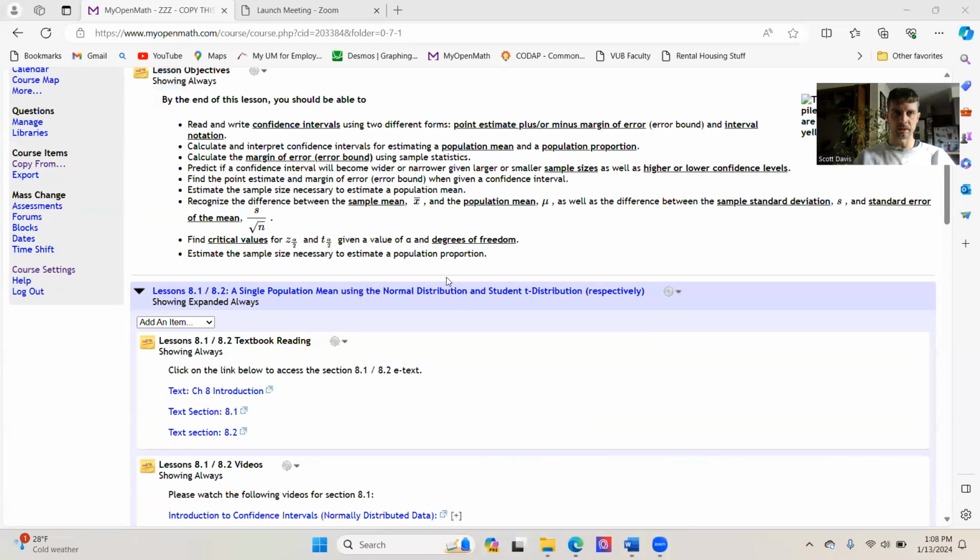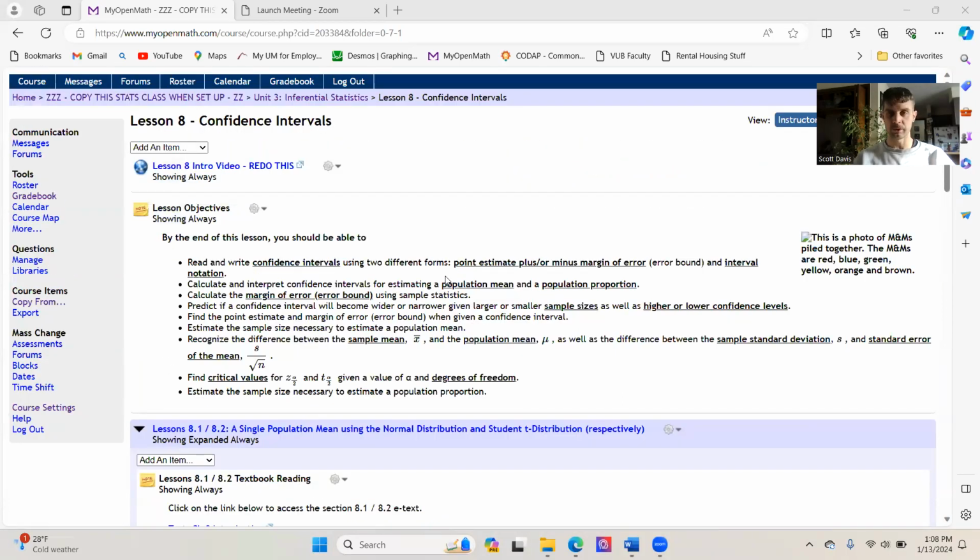Welcome to lesson 8 overview. So this is now in inferential statistics. So we are going to be using probability models to, in this case, make predictions. We're going to create confidence intervals.